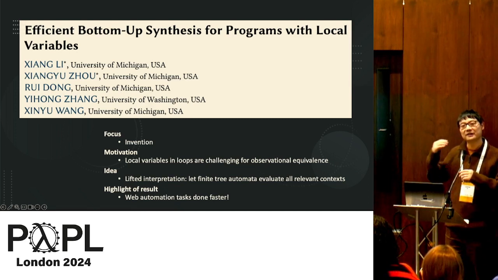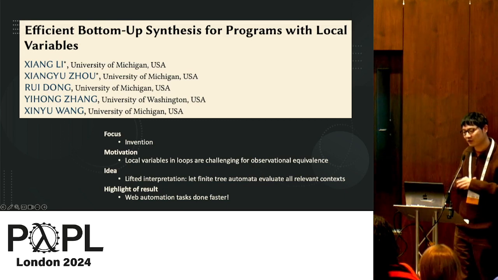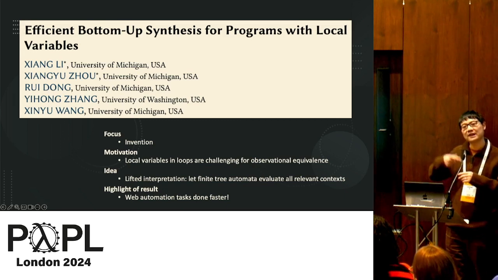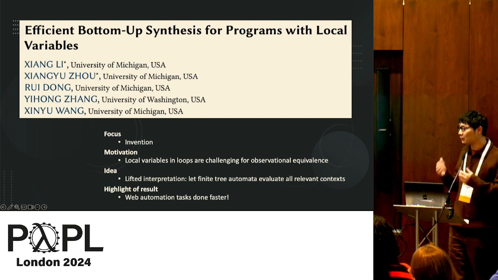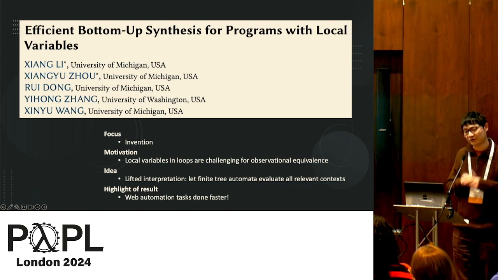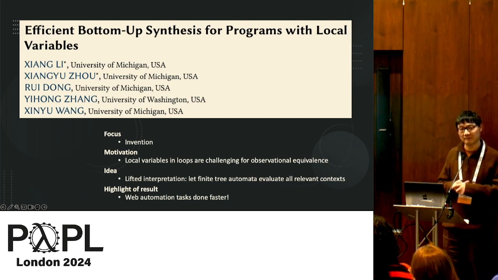They extend the representation of finite tree automata, so that it can be extended on the fly. Whenever you see a new value that is relevant, you can extend the finite tree automata to handle that context. So a very nice idea. And as a result, we have a lot of web automation tasks done faster than before.